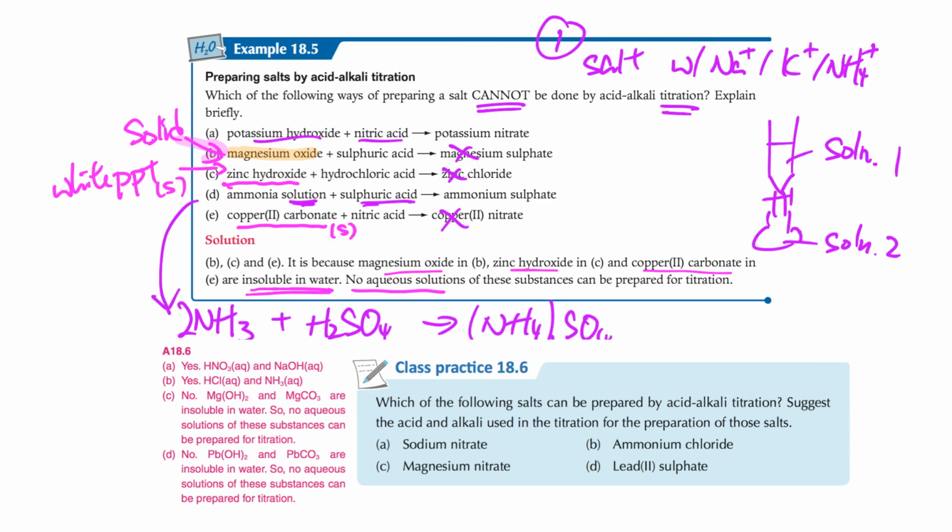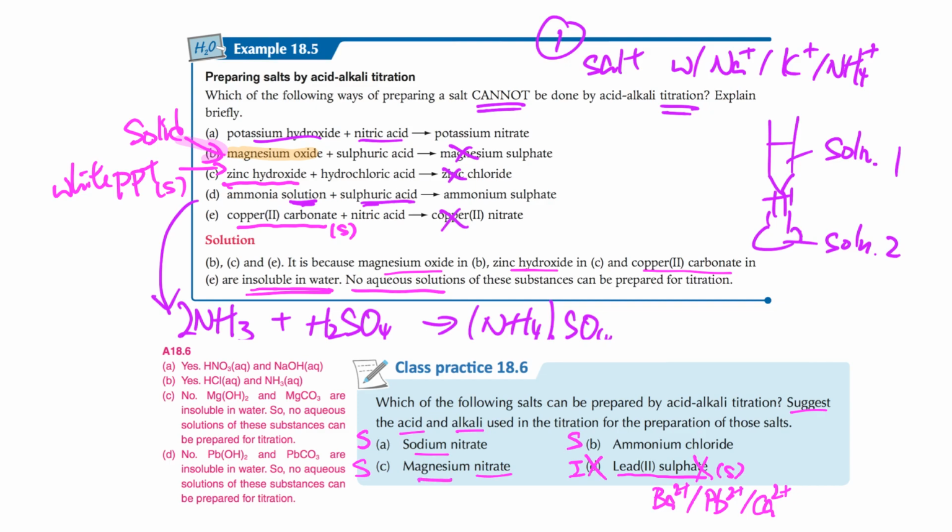Next, which of the following salts can be prepared by acid-alkaline titration? Suggest the acid and alkali used as well. So remember, soluble salt first. We just find which one is soluble. This is soluble because sodium ion must be soluble. Ammonium ion must be soluble. Nitrate is also soluble. For sodium sulfate, this one is wrong because sulfate will form precipitate with Ba, Pb, and also Ca. So therefore this one is solid. This is insoluble.